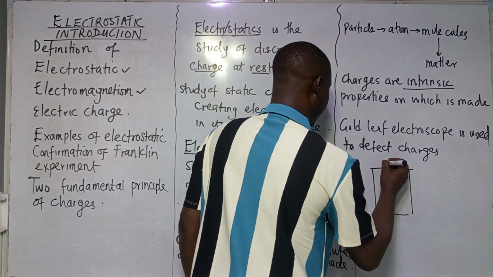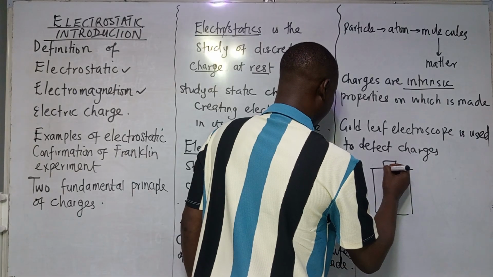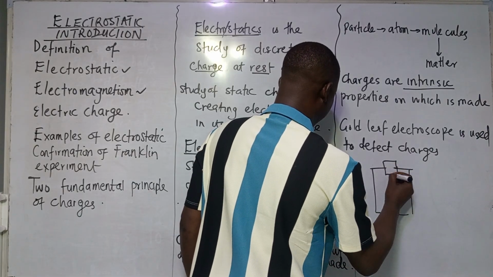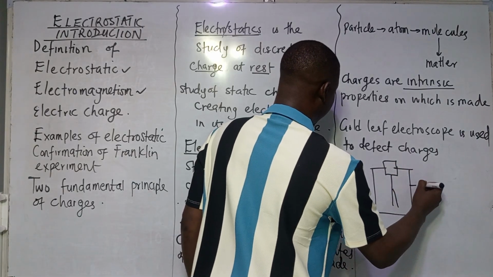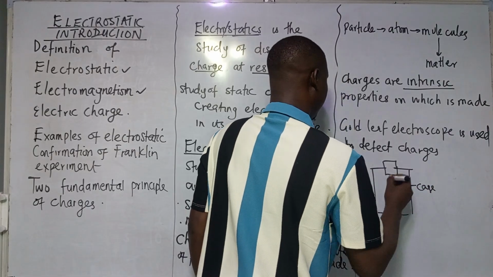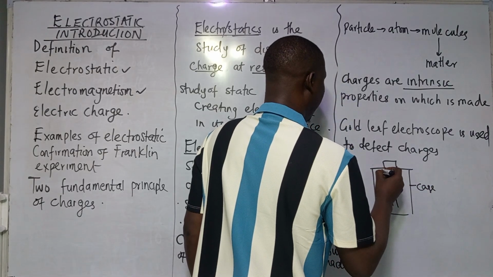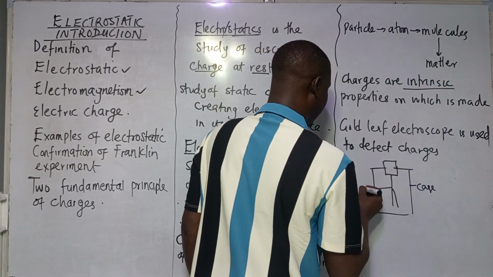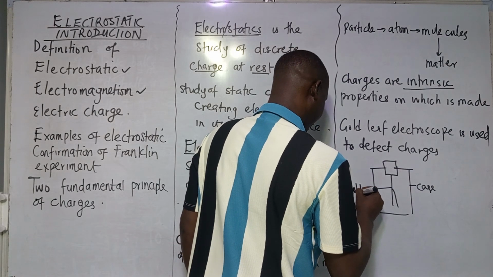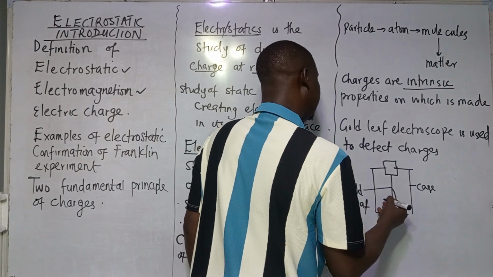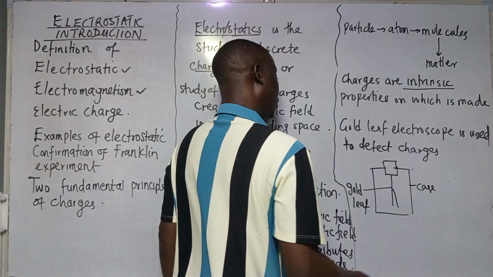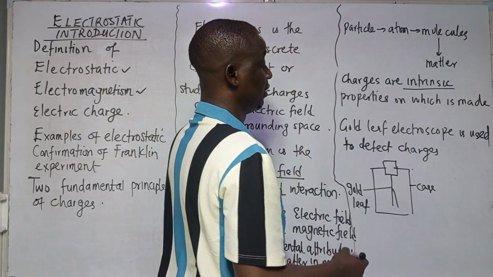It has a metal cap. Then it has a leaf, then the case. You understand now? Then what they call this is the leaf, the gold leaf. The leaf here can diverge and also converge, depending on the charge.